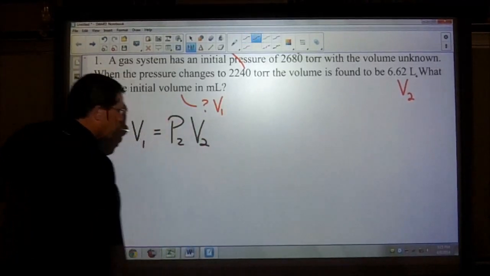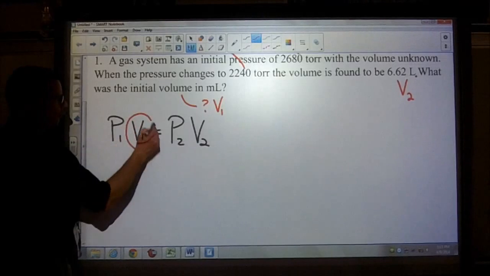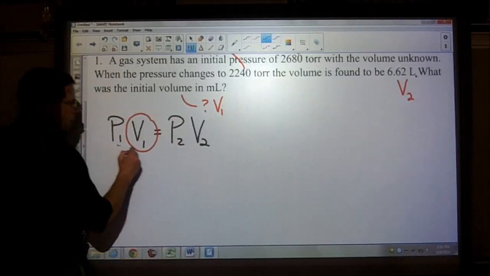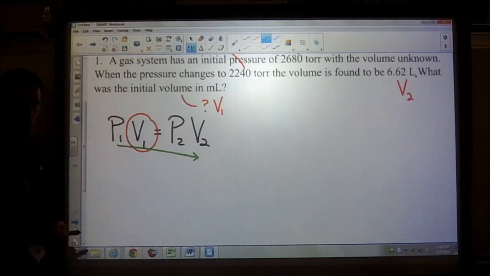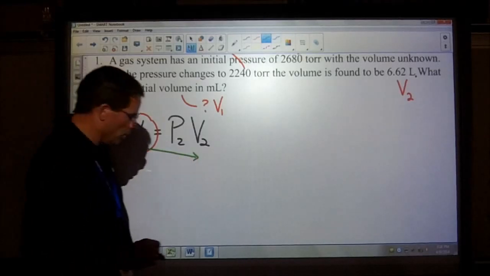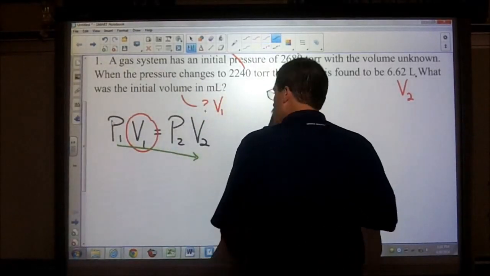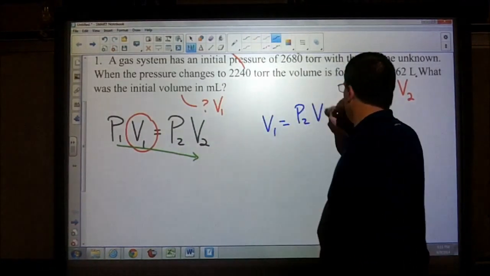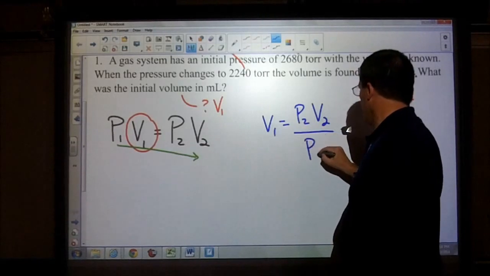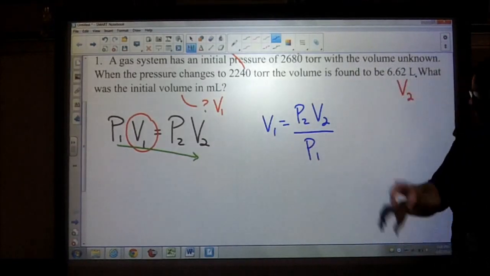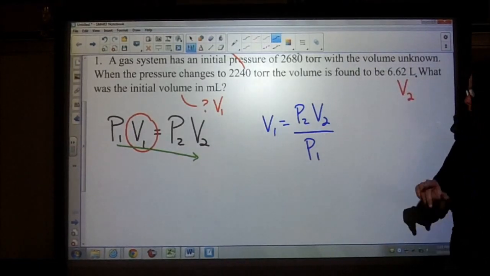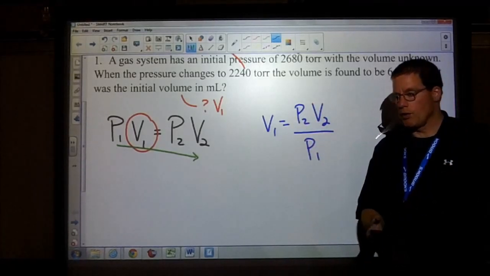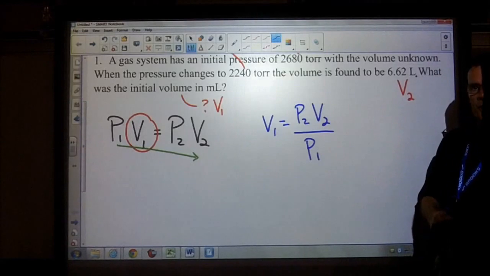Now again, in this case, we're looking for V1. So since we're looking for V1, let's divide by P1 on both sides. Now my equation looks like this: V1 is equal to P2 V2 all over P1. And I'll admit, that is probably the hardest part of this whole problem: rearranging the variables. First of all, deciding which expression to use, and secondly, making sure that you rearrange the variables.